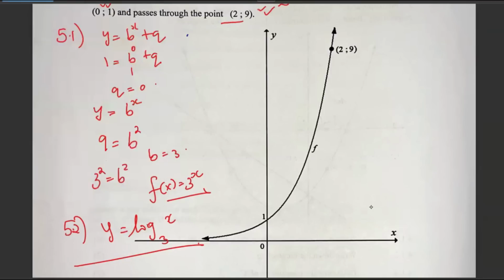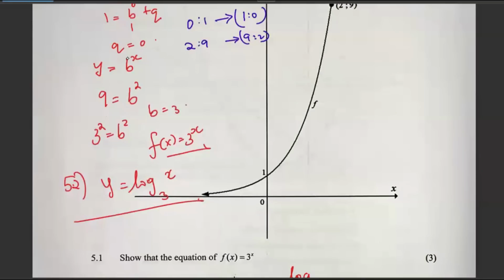So the only thing I need to do is switch the points. This was (0, 1), okay? (0, 1) must translate to (1, 0). And then we have (2, 9) must translate to (9, 2). So where is (1, 0)? This is (1, 0) here. Then where is (9, 2)? If this is 9, 2 will be slightly above somewhere there.